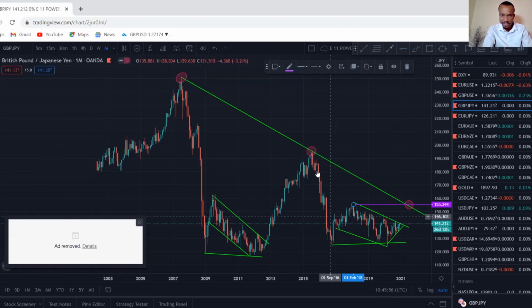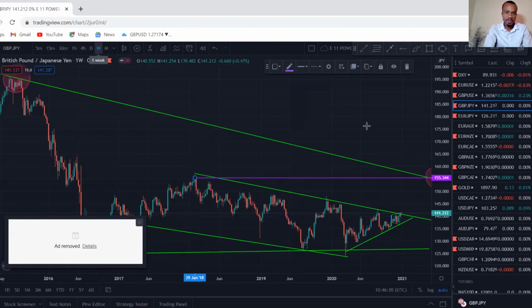So also here price went to the downside, corrected. So we anticipate that price might also break from a monthly perspective. Price may break to the upside, have a third touch, and then from there price may drop to the downside. So let's take a look at the weekly time frame.